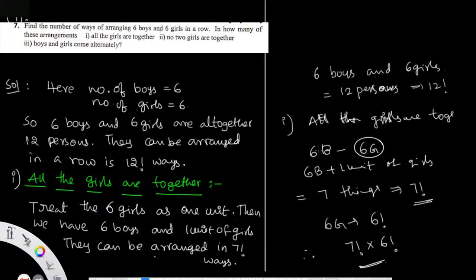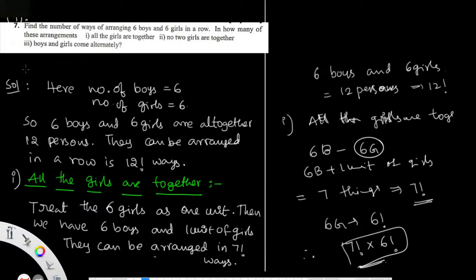Then we have 6 boys and 1 unit of girls. So in total 7 things are there. This can be permuted in 7 factorial ways. Then the 6 girls, they will be arranged among themselves. The 6 girls can be arranged in 6 factorial ways. Therefore, the total arrangements are 7 factorial into 6 factorial.